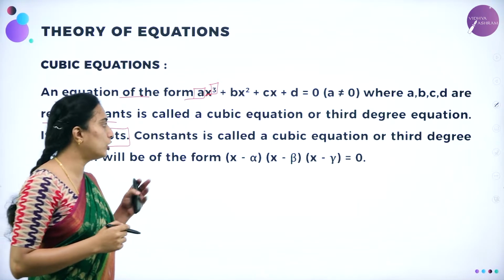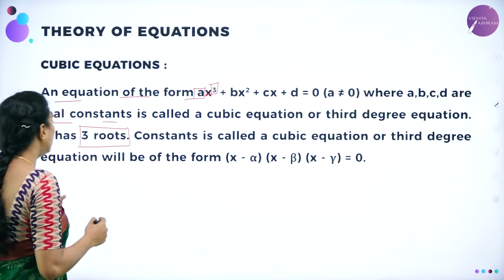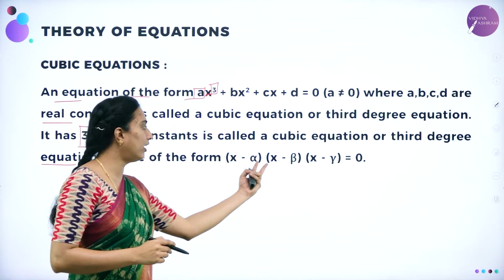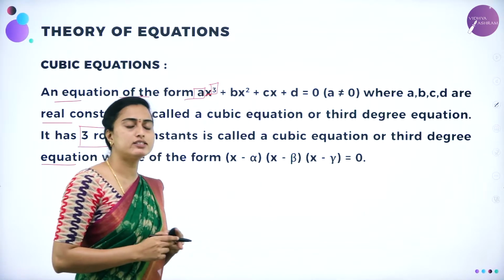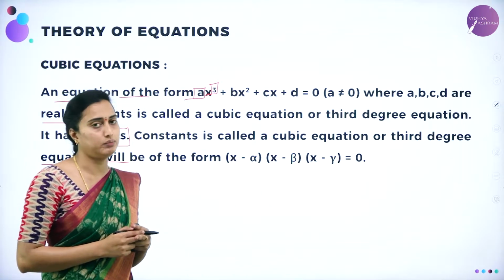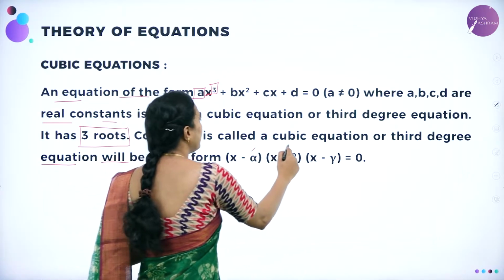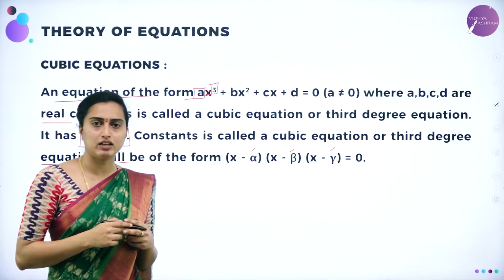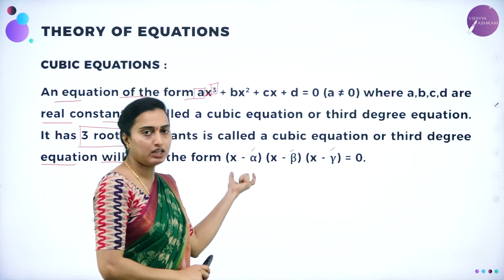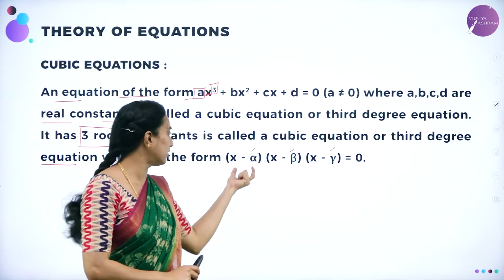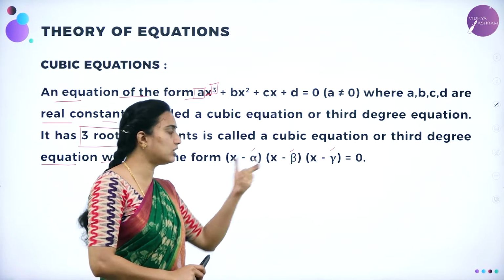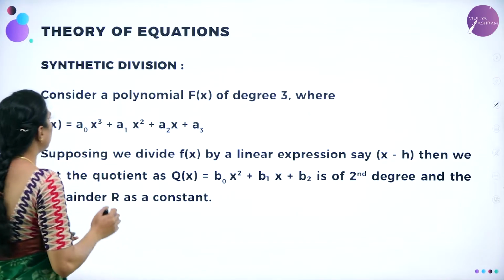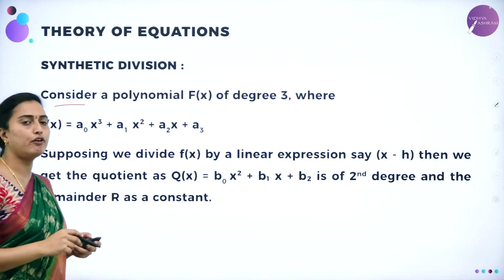The cubic equation, or third degree equation, will be of the form x minus alpha, x minus beta, x minus gamma is equal to 0. That means if alpha, beta, gamma are the roots of the cubic equation, and they have given any 3 numbers, to form a cubic equation we write x minus alpha into x minus beta into x minus gamma is equal to 0.